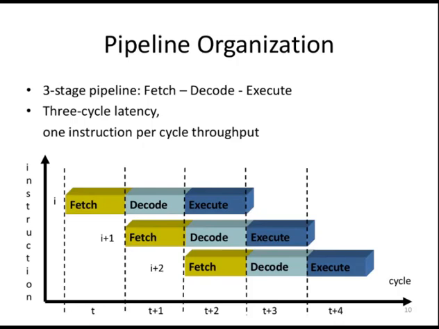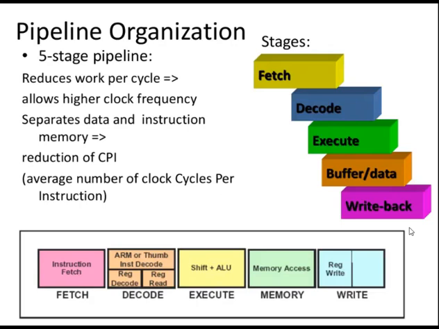Consider the second instruction, I plus 1. During time period t plus 1, the decode operation of the first instruction and the fetch operation of the second instruction are carried out simultaneously. Similarly, in time t plus 1, all the three operations are done but on different instructions. This is the pipeline organization in ARM7.